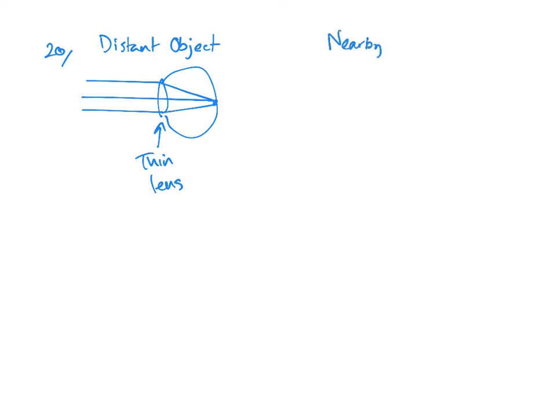For a nearby object, that's a bit harder, because the rays from a nearby object are still spreading out. So we get a similar sort of diagram, but we need a thick lens at the front of the eye to deal with that. So the rays from a nearby object, the middle ray always goes right through. That's nice and easy to deal with.